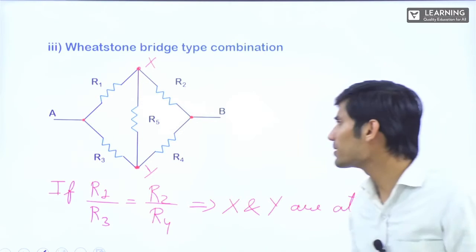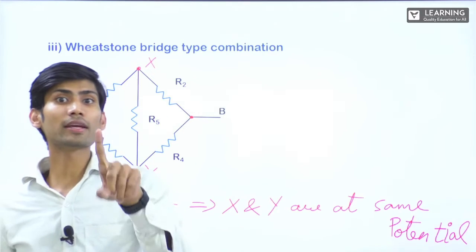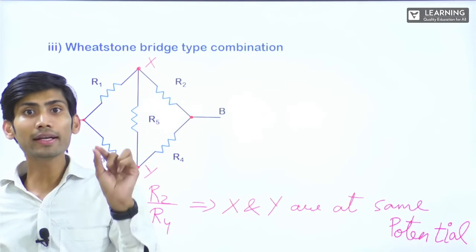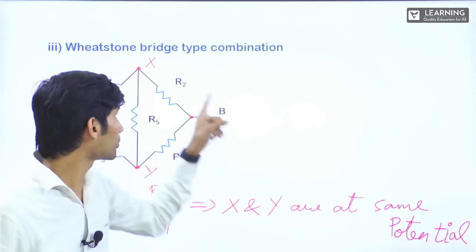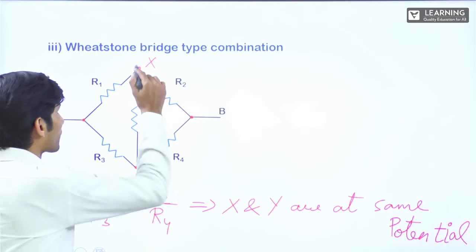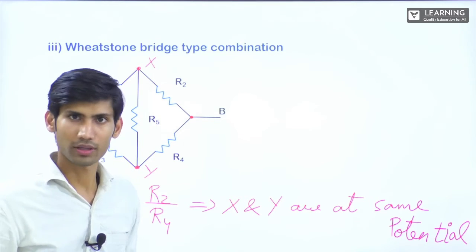What does this mean, same potential? If 2 points are at same potential, that means current does not flow between these 2 points. Current will not flow from here to here. Current only flows when there is a potential difference. Correct?